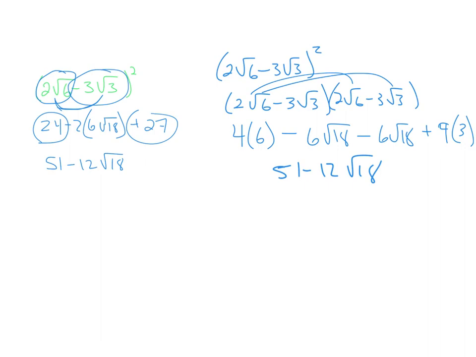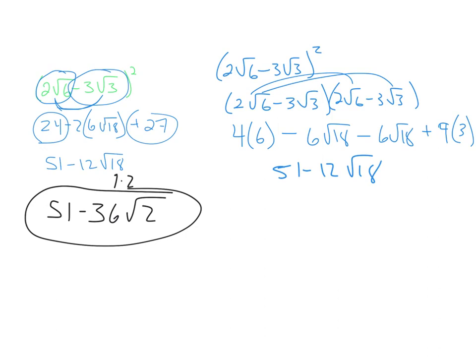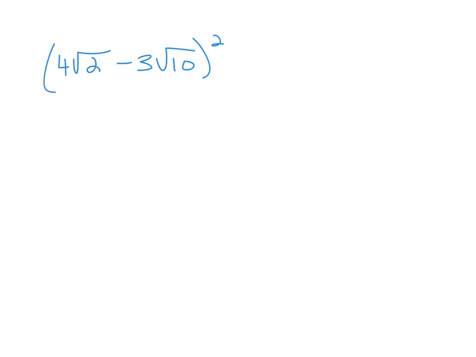All right, and a little edit here because I just realized that root 18 can be simplified because it's 9 times 2. So that's going to be 51 minus 36 root 2. So, yeah, don't forget to simplify your root 18. All right, you know the drill.